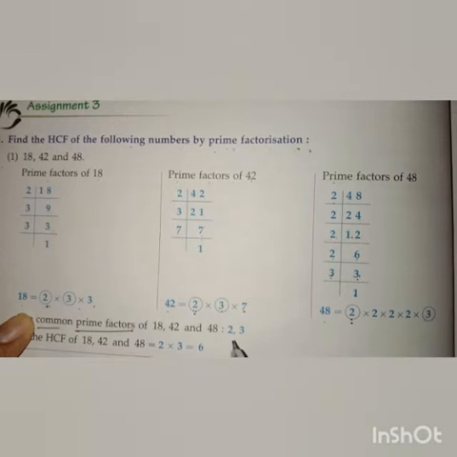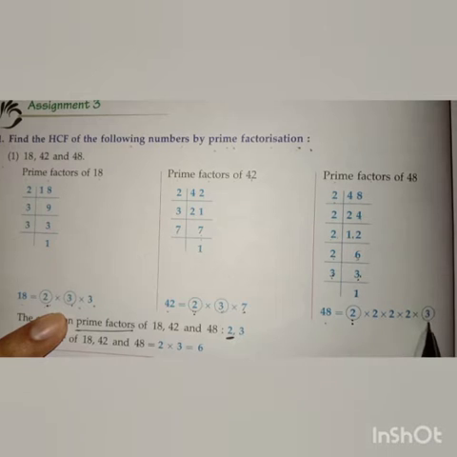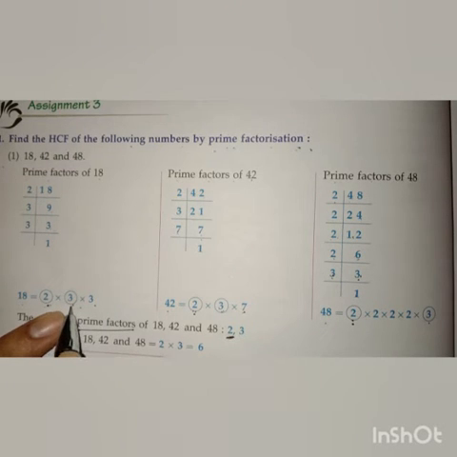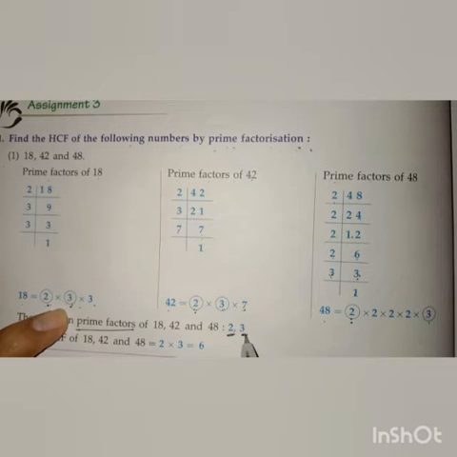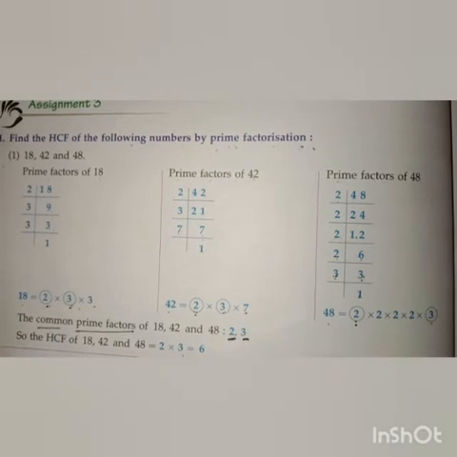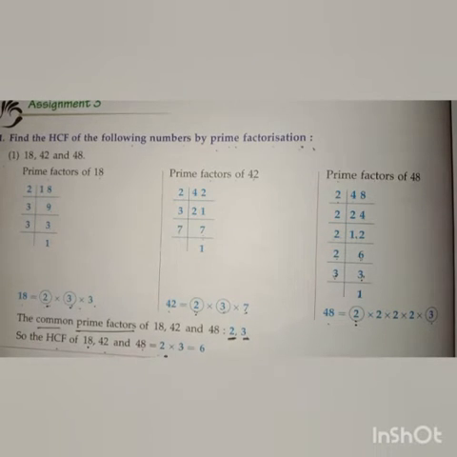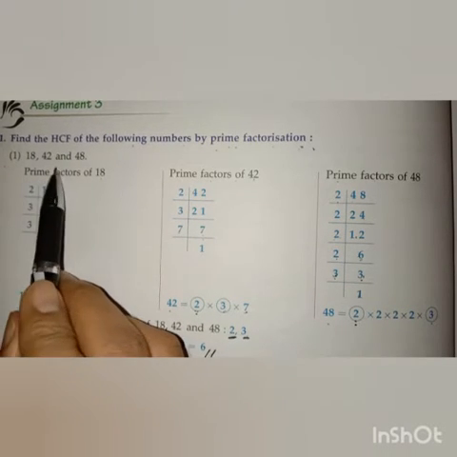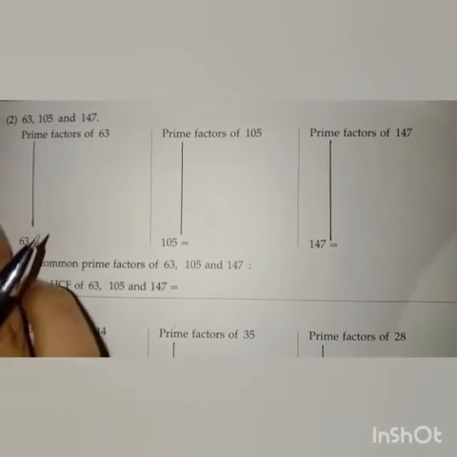Let us write 2 as common. Next, 3 is also common, right? Isn't it? In the 3 numbers' factors also, we have 3. So we have to take 3 as a common. Okay. Next, no other number is common in all the factors. So the HCF of 18, 42 and 48 is 2 into 3, we have to multiply: 2 threes are 6. So this is the HCF of 18, 42 and 48. Got it, children?